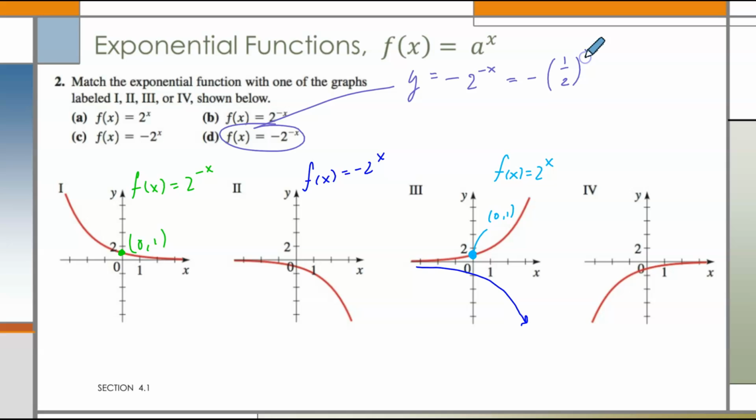which is negative 1/2 to the x power. We're going to take our 1/2 to the x graph and we're going to flip it on the x-axis. Okay, so where's our 1/2 to the x power? That's here. 2 to the negative x, or 1/2 to the x power. If we were to flip that on the x-axis, we would get a graph that looks like this. And notice that matches part 4.